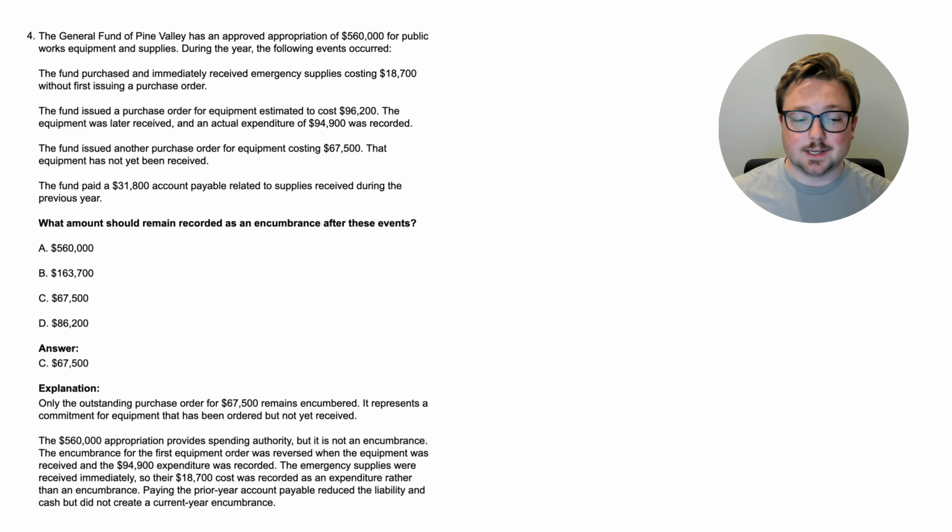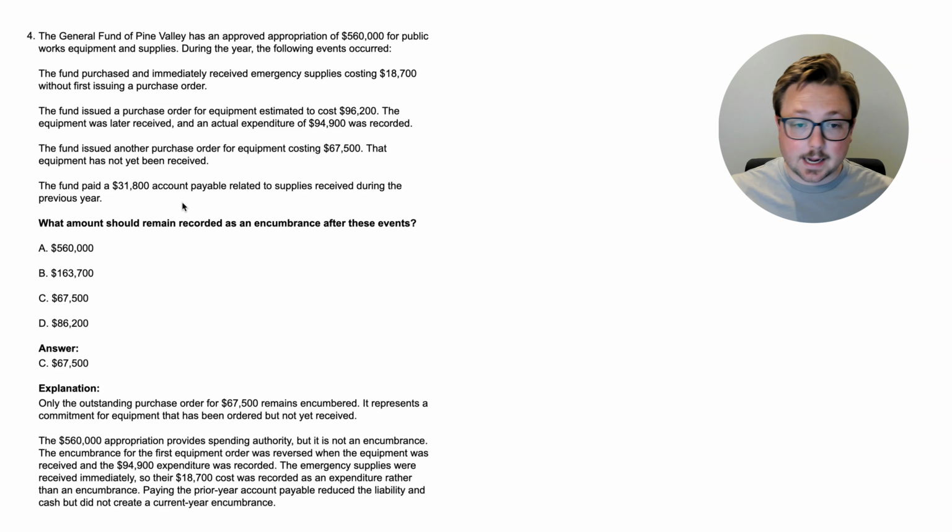Okay, here we are. The answer is C, $67,500. Let's walk through this. Only the outstanding purchase order for $67,500 remains encumbered. It represents a commitment for equipment that has been ordered but not yet received. The $560,000 appropriation provides spending authority, but it is not an encumbrance, so don't get those confused. Appropriation and encumbrance are not the same thing. The encumbrance for the first equipment order was reversed when the equipment was received, and the $94,900 expenditure was recorded.